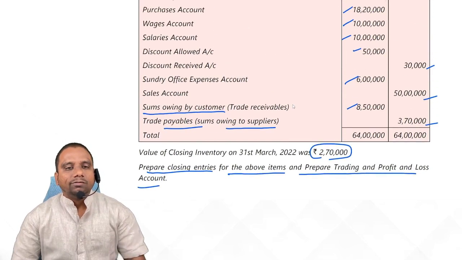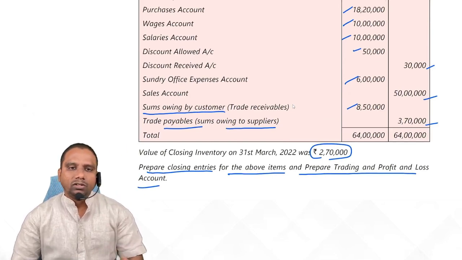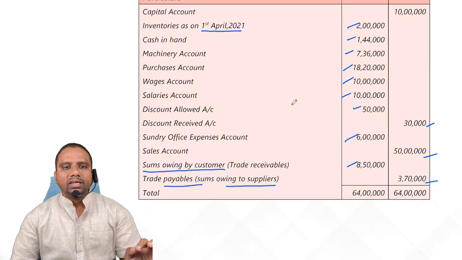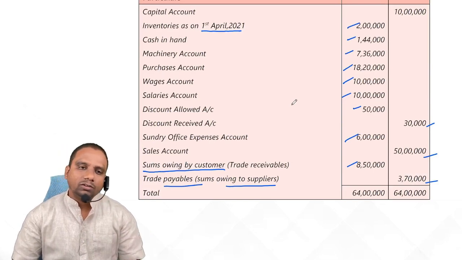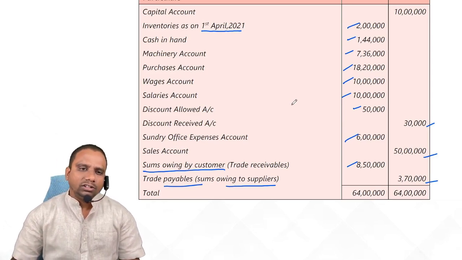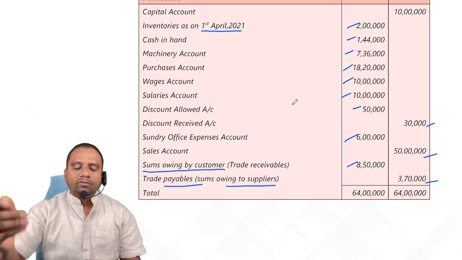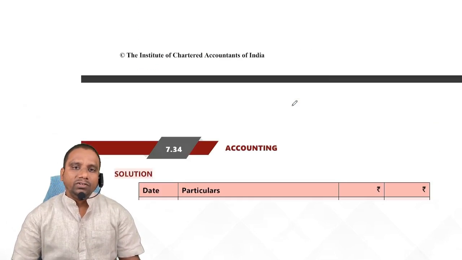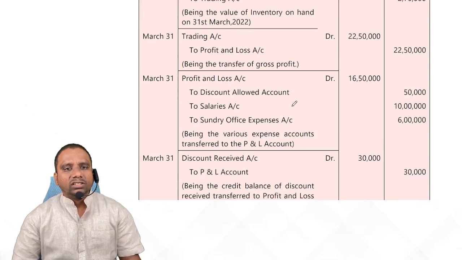Is it clear, students? First you prepare the accounts, trading account, profit and loss. For that, entries. Now balance the trading account. What do we get? We get gross profit or gross loss. For that, what is the entry? If it is gross profit, trading account debit to profit and loss account. If it is gross loss, profit and loss account debit to trading account. In the profit and loss account we get either profit or loss. For that, what is the entry we record?